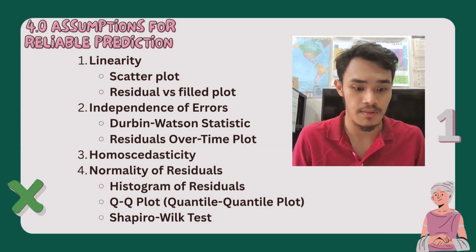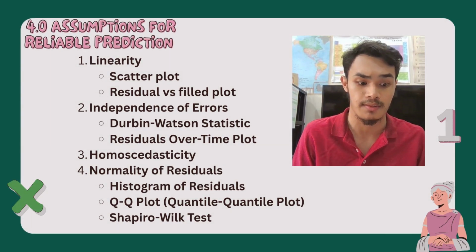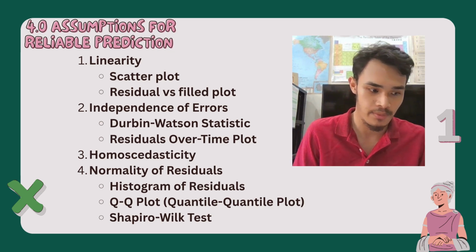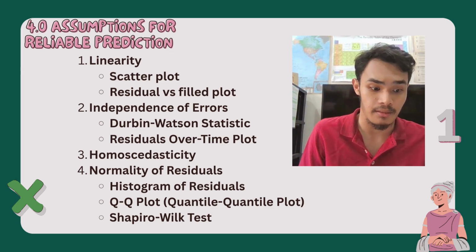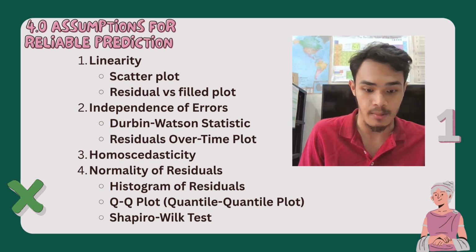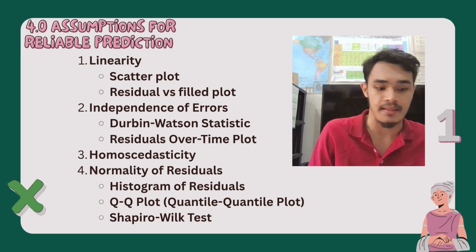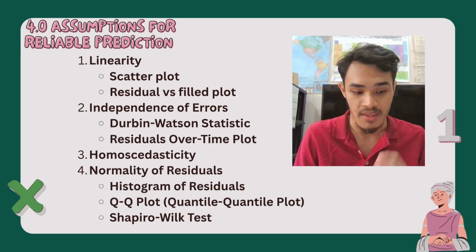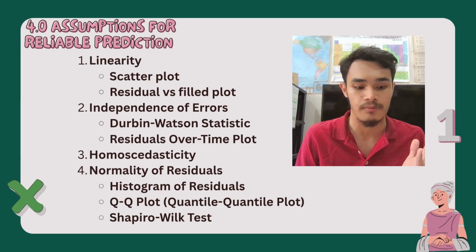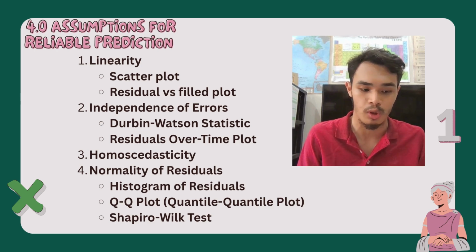Next are the assumptions that need to be taken into consideration for reliable predictions. Firstly is linearity. This means that we need to perform scatter plot analysis or a residual versus fitted plot to find out that a linear trend happens. Secondly is the independence of errors. This means that the mistakes of one prediction shouldn't have an impact on another. Then, the Durbin-Watson statistic or a residual over time plot should be performed.